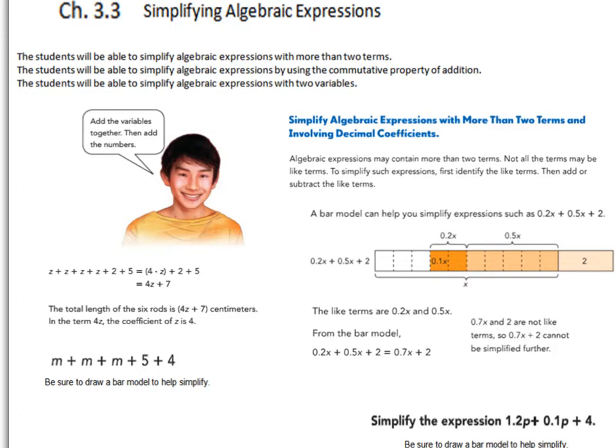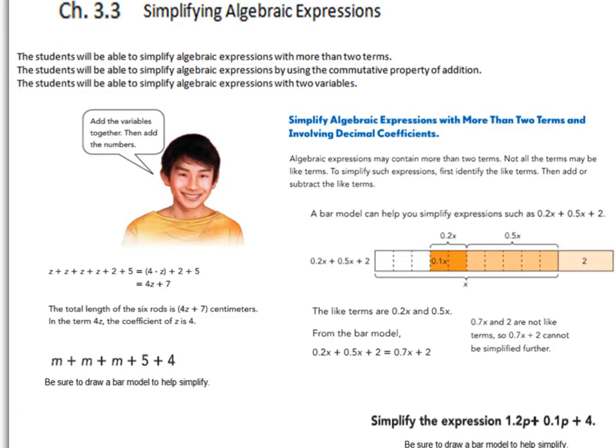Okay? So we're going to start right here, and it says simplify algebraic expressions with more than two terms and involving decimal coefficients. All right, so algebraic expressions may contain more than two terms. Not all terms may be like terms. To simplify such expressions, first identify the like terms, then add or subtract the like terms. So it says a bar model can help you simplify expressions such as 2/10 x plus 5/10 x plus 2.